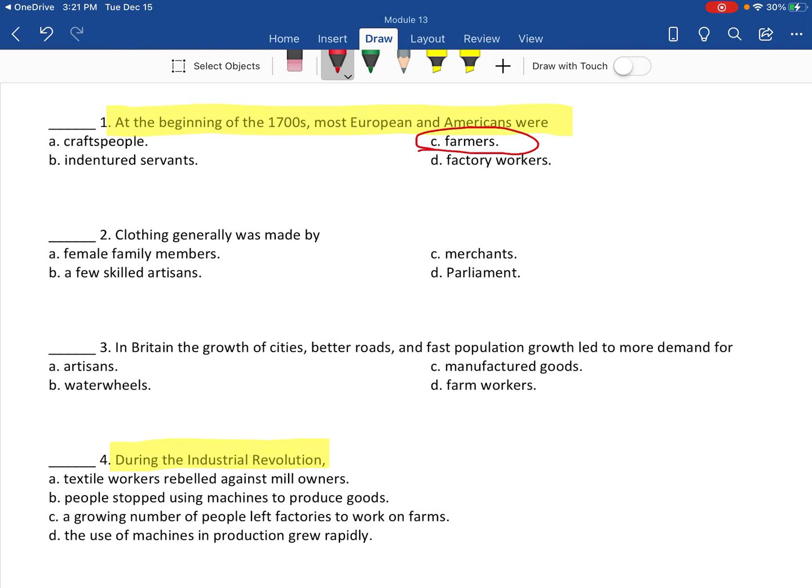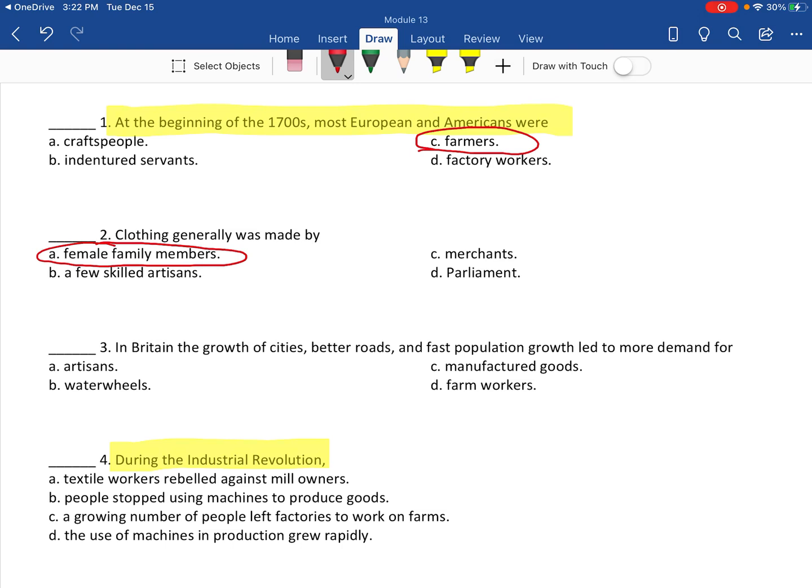Clothing generally was made by female family members. So basically you have little old grandma in the corner of the room making your clothing. Your mom, your sister, your aunts, that's one of their responsibilities. So that's how they make their clothes. This is all before the Industrial Revolution, of course.